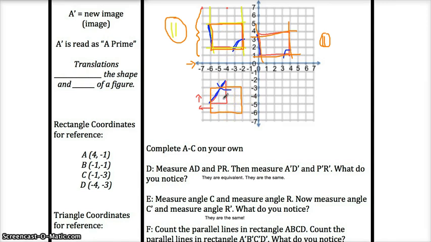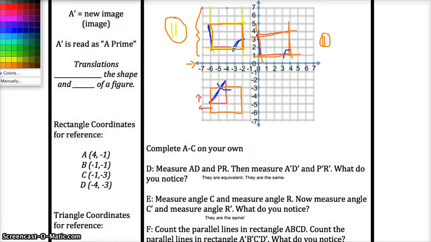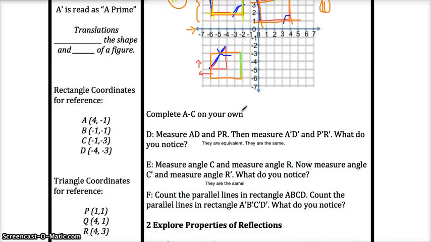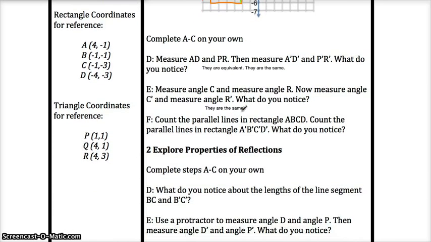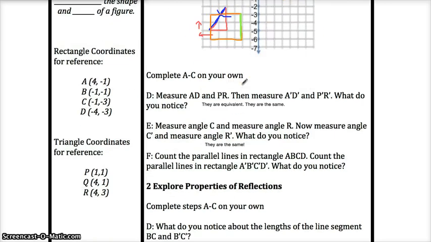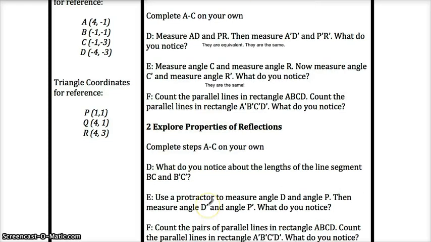Okay, and it's asking you to measure BC and PR. First, let's measure BC. Remember, this is A, and this is B, and this is C. So we're going to measure this one now, right here. Let me get a new color because that's not showing up anymore. It's asking us to measure this one, BC, and BC is right here also. What do you notice about those measurements? What can you tell me about those measurements? BC and B prime, C prime. What do you notice? Write it down on your letter D.